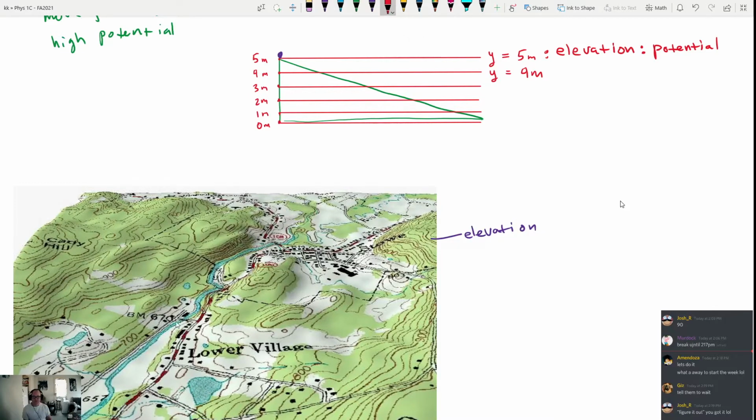So let's see if you understand. If I were to take a ball on my map right here and I placed it right here, what direction would it roll? Would it roll that way? Would it roll this way? Would it roll up and to the left? Would it roll down and to the right? What direction would a ball placed at this location go, do you think?